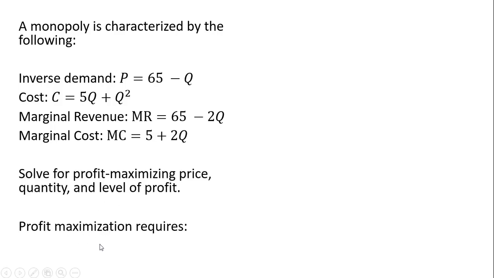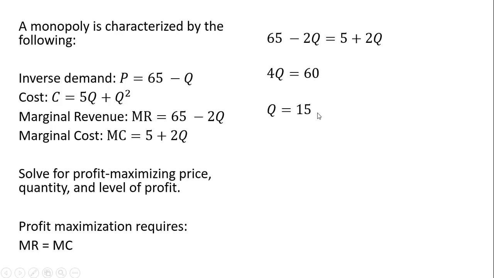We're going to set marginal revenue equal to marginal cost. I do that over here. One equation, one unknown, so let's solve for Q. Adding 2Q to both sides, we get 4Q. And subtracting 5 from both sides, 65 minus 5 leaves us with 60. Dividing through by 4, Q equals 15, so that's the profit maximizing quantity.